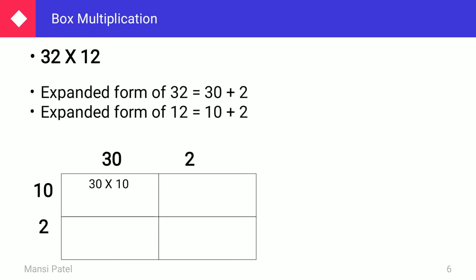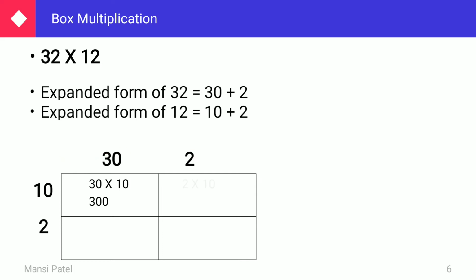So write down here 30 multiplied by 10. What is the answer? 30 multiplied by 10 is 300. Now do the multiplication in the second box. Whose multiplication do we have to do? In the second box, we have to do the multiplication of 10 multiplied by 2.